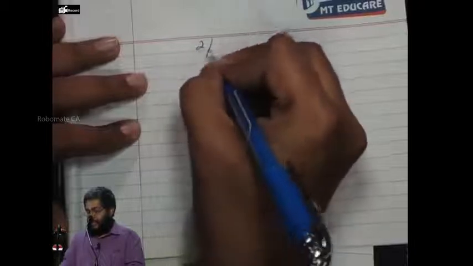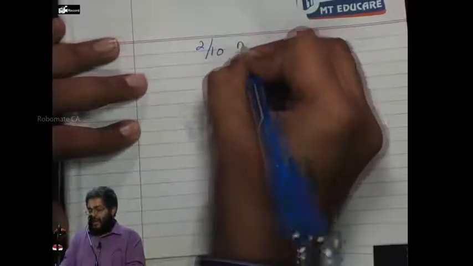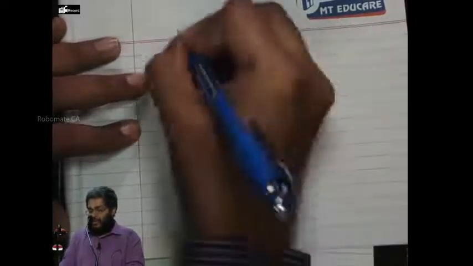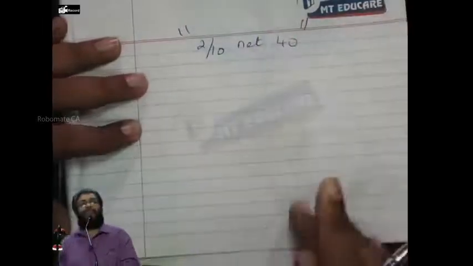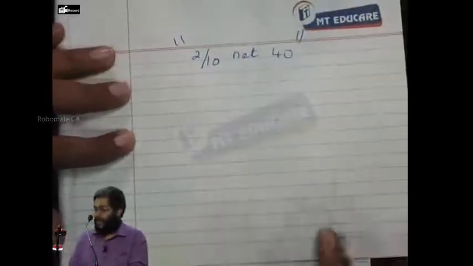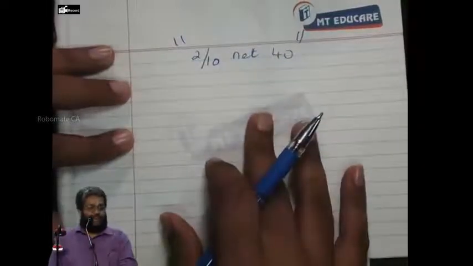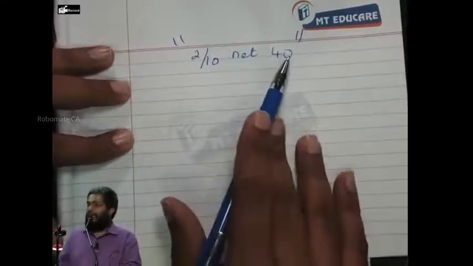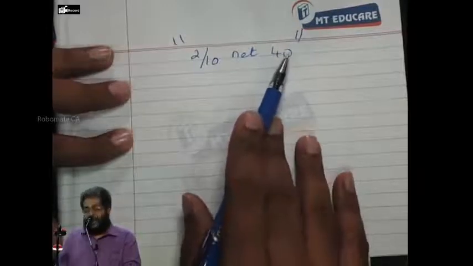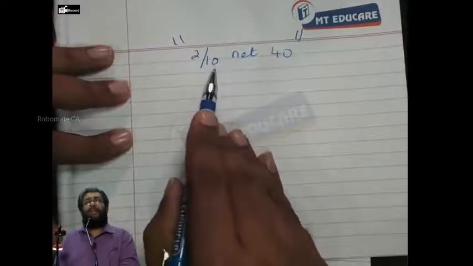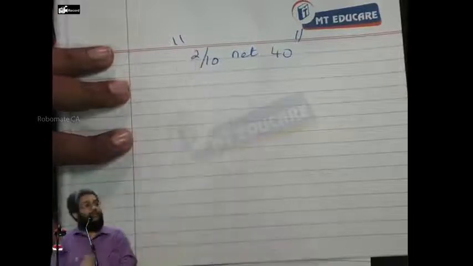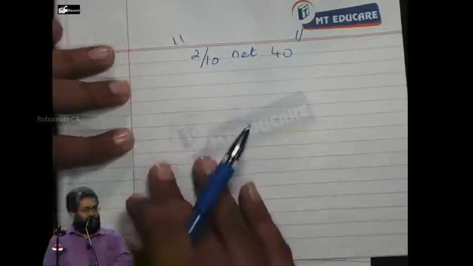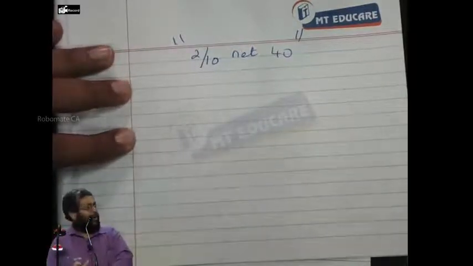Suppose it is given like this: 2 by 10 net 40. What is the meaning of 2 by 10 net 40? How do I read it? Normally he can pay in 40 days. But if you pay in 10 days, take a 2% discount. That's how I have to read it. Understand what I'm saying? The standard term is always given.